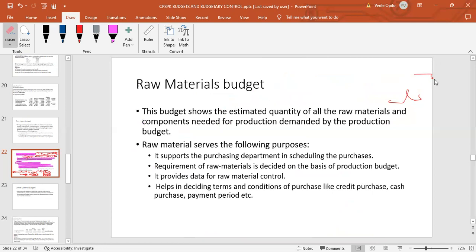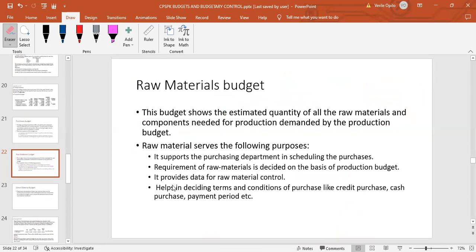And then the last one is that having the raw materials budget helps in deciding the terms and conditions of purchases, like credit purchases, cash purchases, and also payment periods. Just the same way as the production budget, for the purchases budget, if you know exactly how much raw materials you need for the entire period, you can negotiate the prices you can get from your supplier. You can negotiate for discounts here and there.